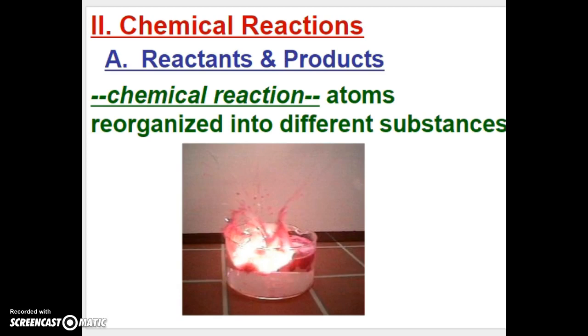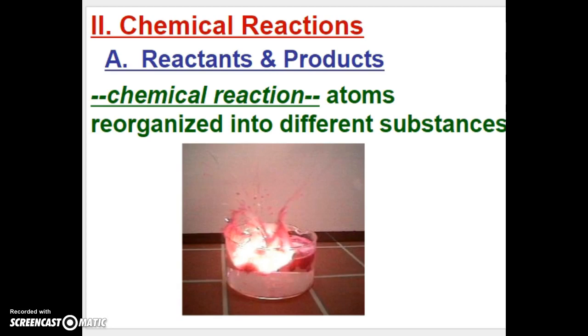Now, chemical reactions. Basically, a chemical reaction is where you take all of the atoms that you have and you reorganize them into different substances. A chemical reaction will be different than a physical reaction.